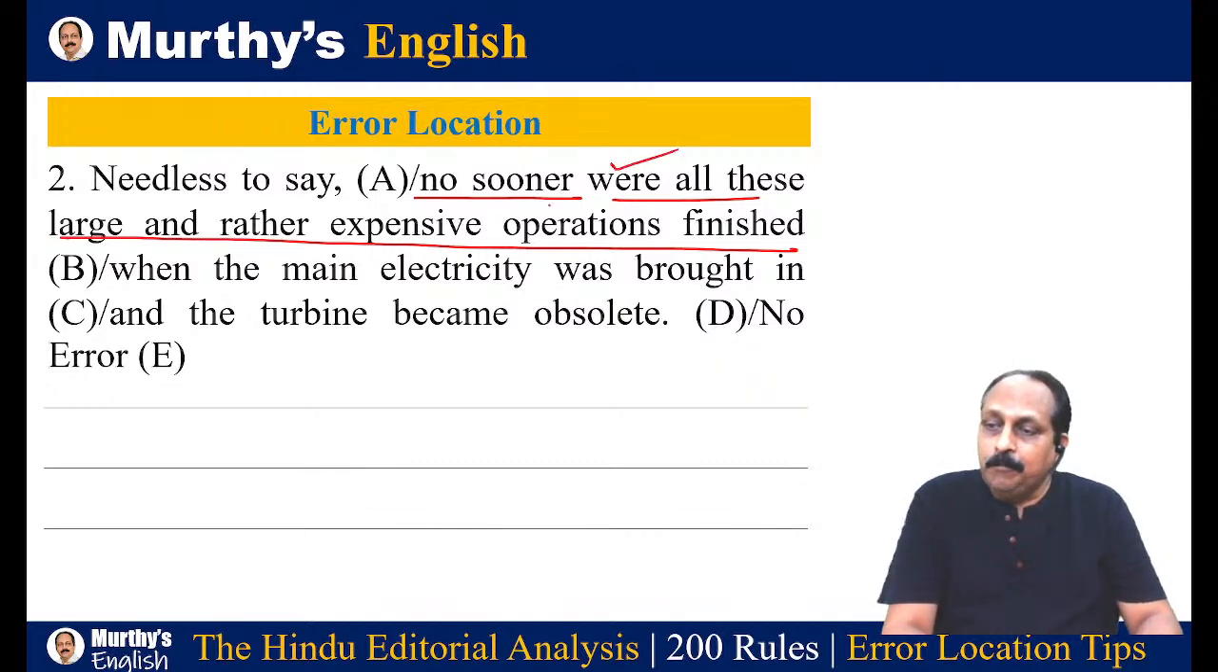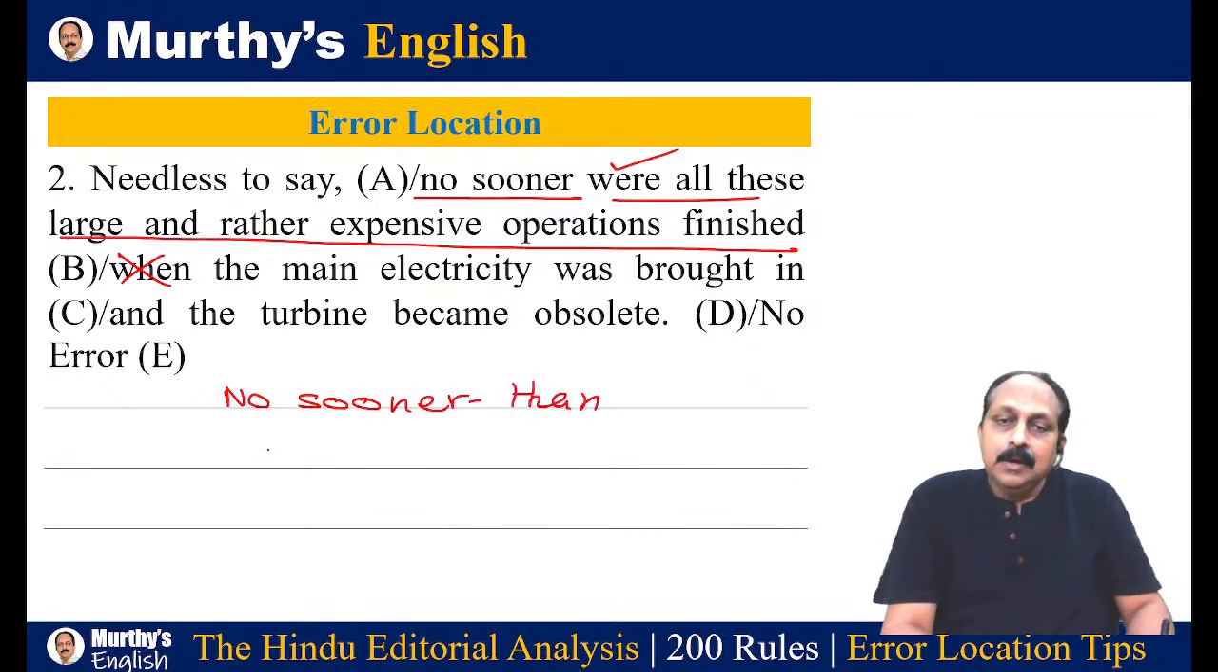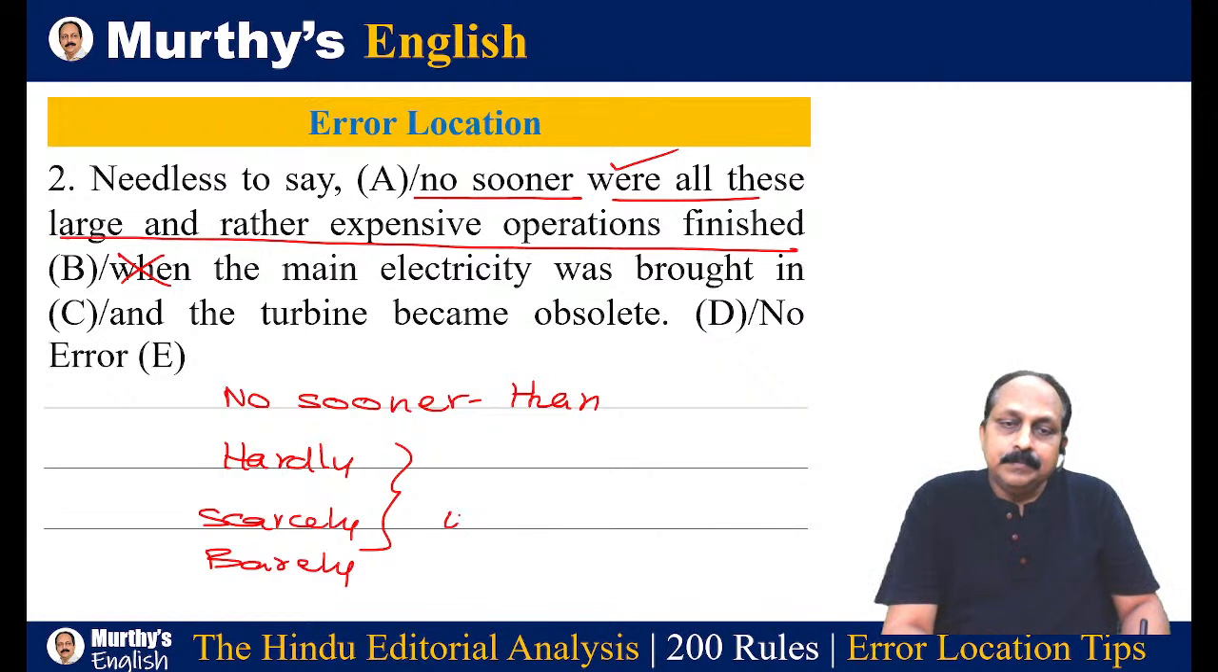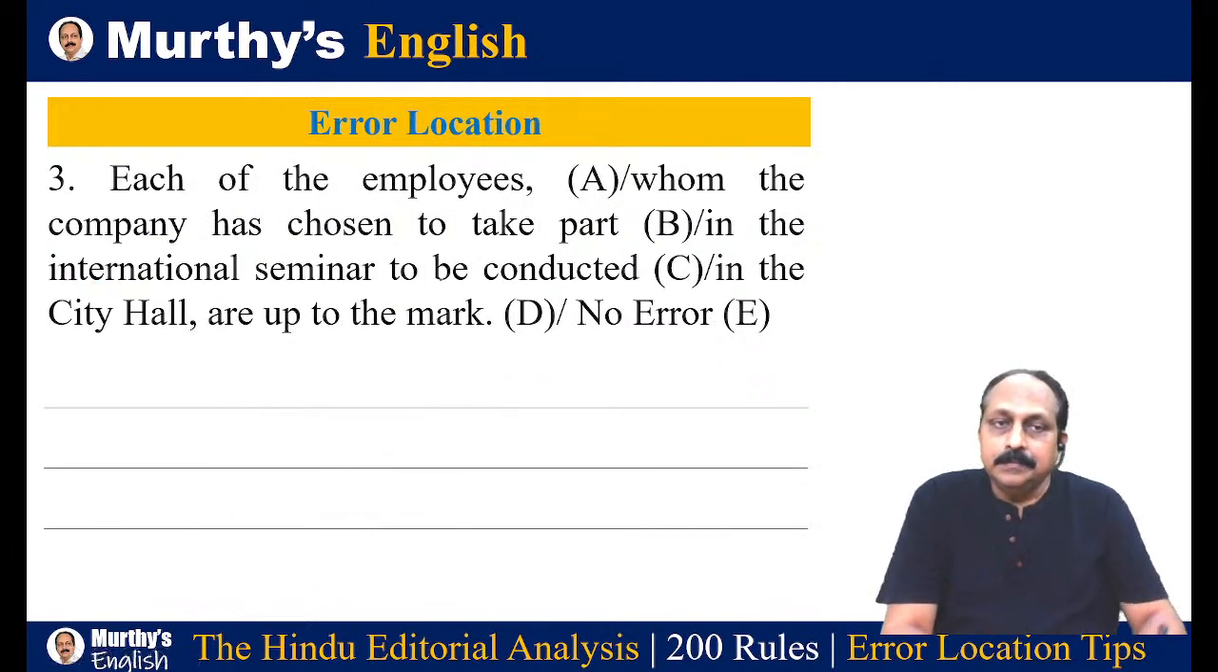It is in interrogative form, but no sooner does not take the word when. No sooner takes the word than. And if you take words like hardly, scarcely, barely, these take when. No sooner than. When is not correct, we have to use than. Go to question number three.